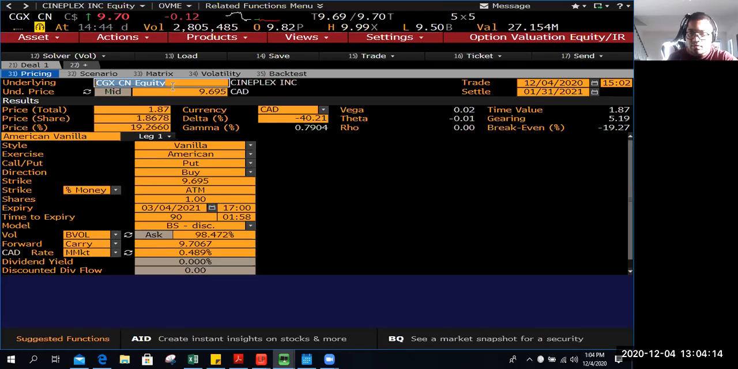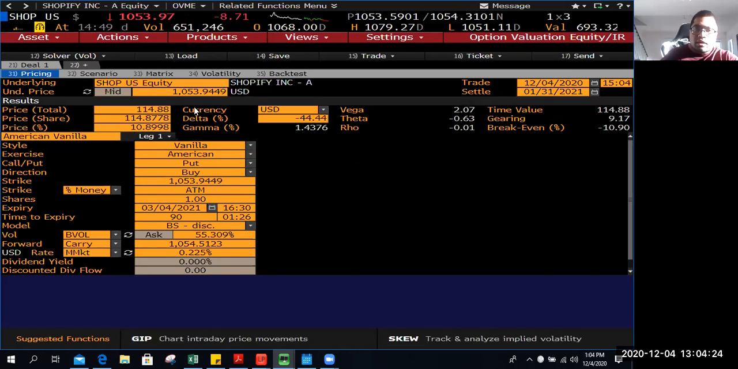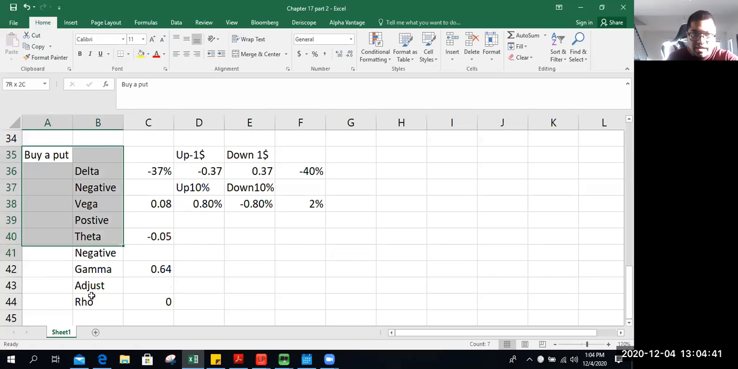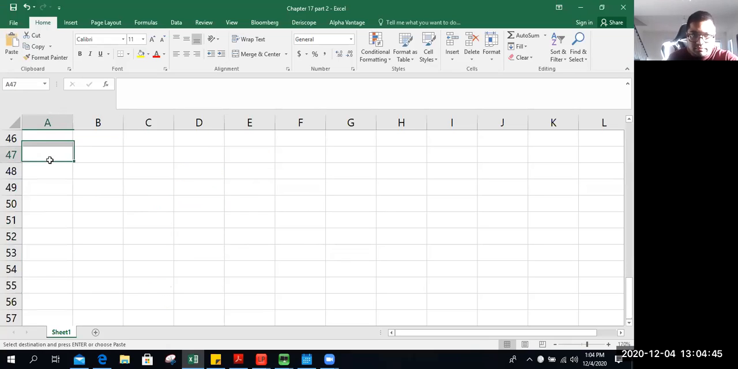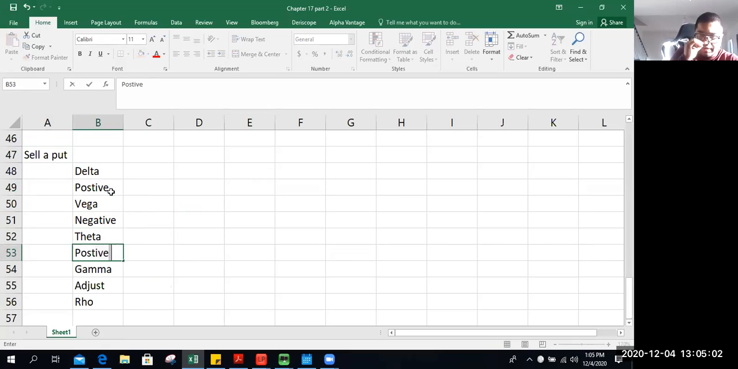Okay, so put sell now. So let's sell puts on Shopify. Shopify, I think, may go up. That's my assumption. So Shopify, okay, US based, doesn't matter really. I'm going to sell puts. So if you sell a put, I'll note down first. What happens? If you sell a put option, delta is positive, vega becomes negative, theta is positive, gamma, you have to make the adjustment, and rho.